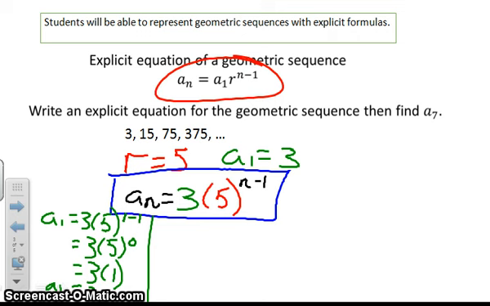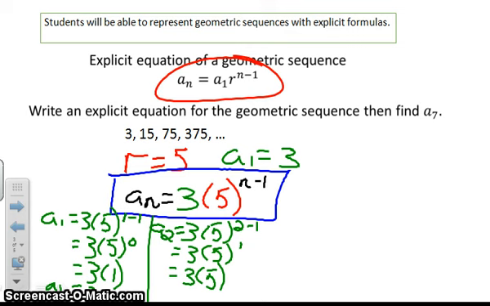Alright, so now I'm plugging in a 2. I'm going to try and find the second term. So I have 3 times 5 to the power of 2 minus 1. I'm going to simplify that exponent first. So 2 minus 1 is 1. 5 to the power of 1 is 5. And 3 times 5 is 15. Look at the screen right in front of you. So is my second term 15? Look, it is. So it looks as though this equation really does work.